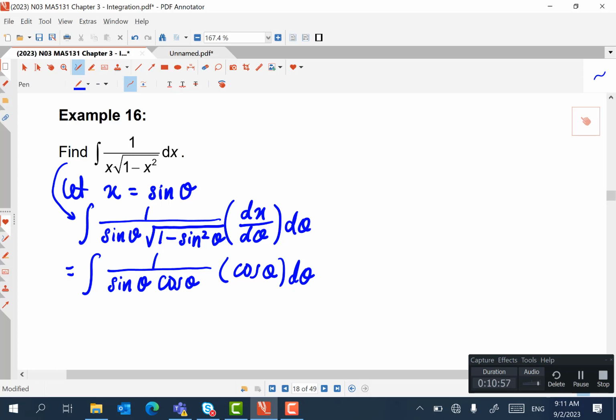Give yourself a bit of time to finish it up nicely. You must bear in mind, you must replace it back in terms of x.